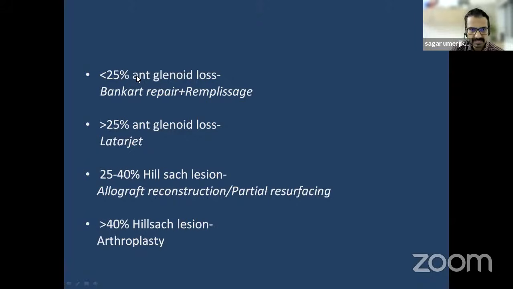The most common set of patients presenting to us are in this range: less than 25%, 25 to 40%, or more than 25% anterior glenoid loss. The most common procedure we perform is Bankart repair with Sach, where the glenoid loss is less and the damage seen on CT is relatively less. Whereas in a chronic dislocation, extremely active patient, with glenoid bone loss of more than 25%, we go ahead with the Latarjet procedure.